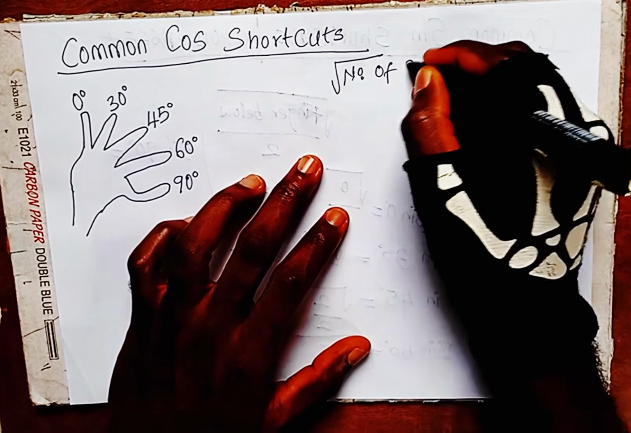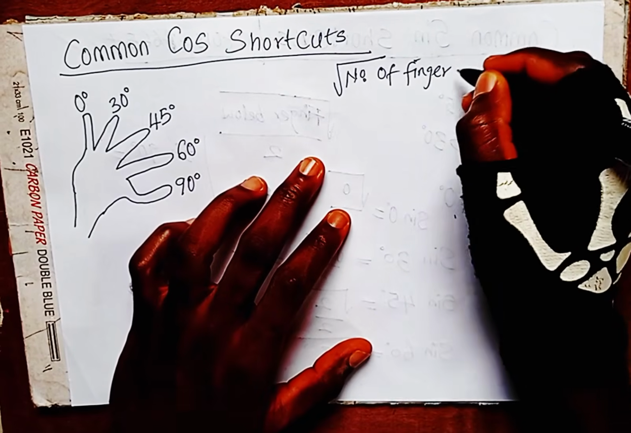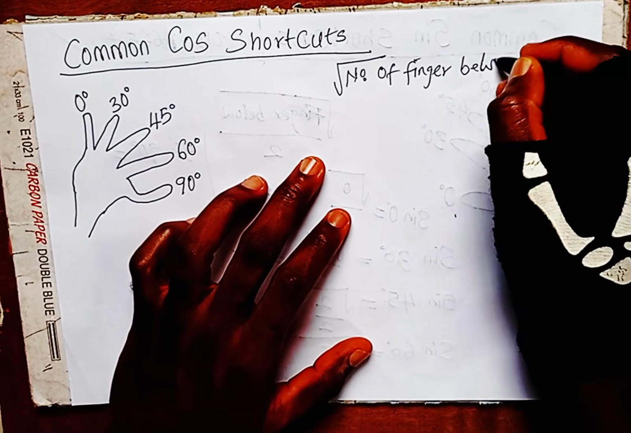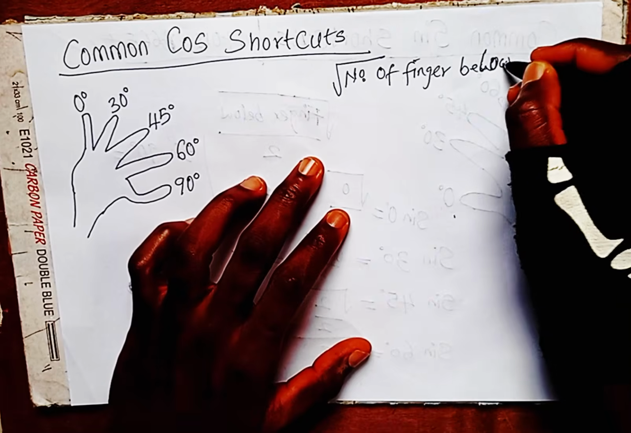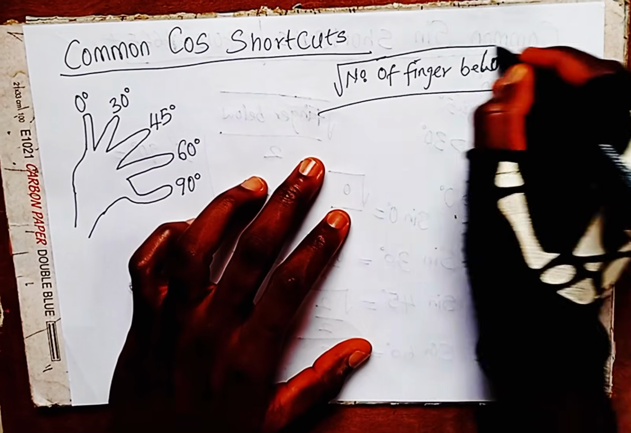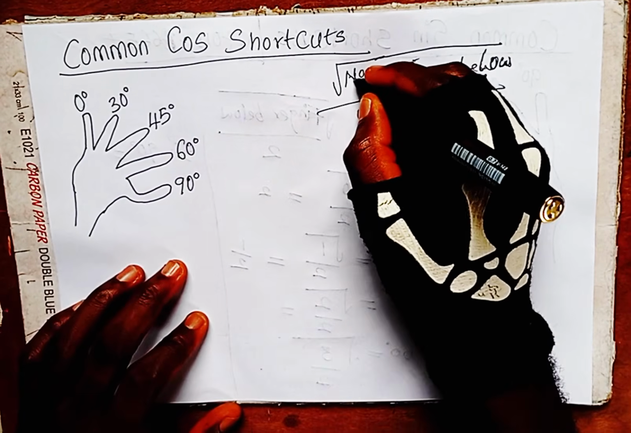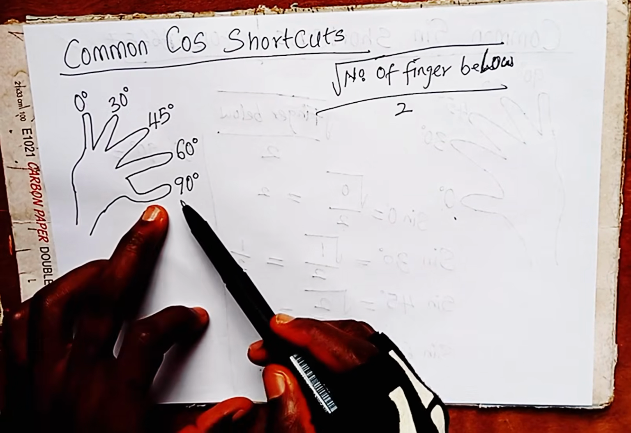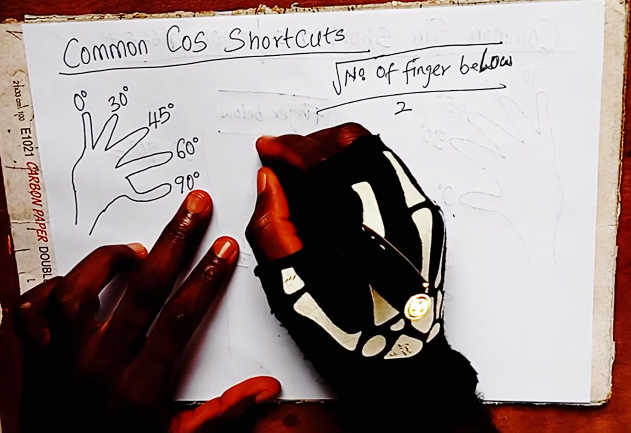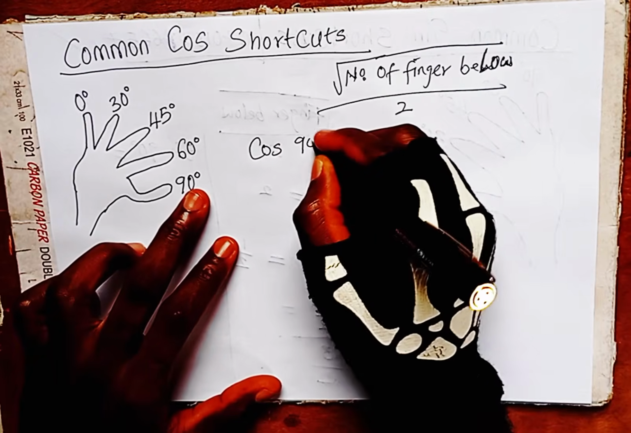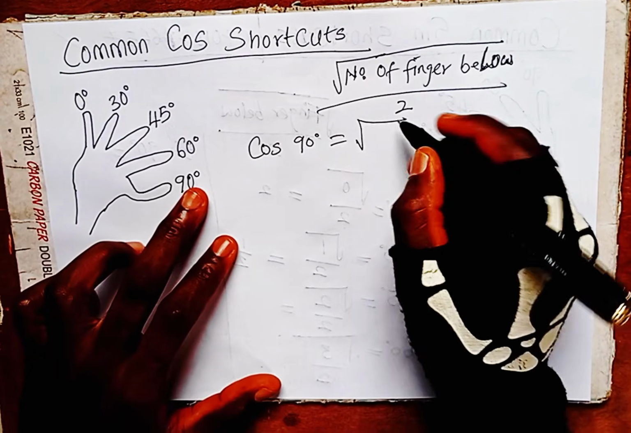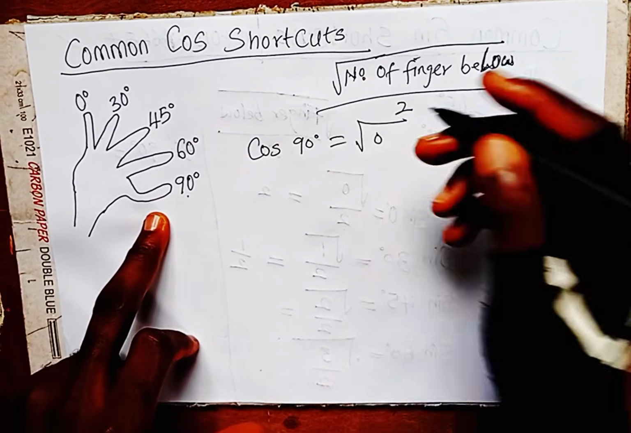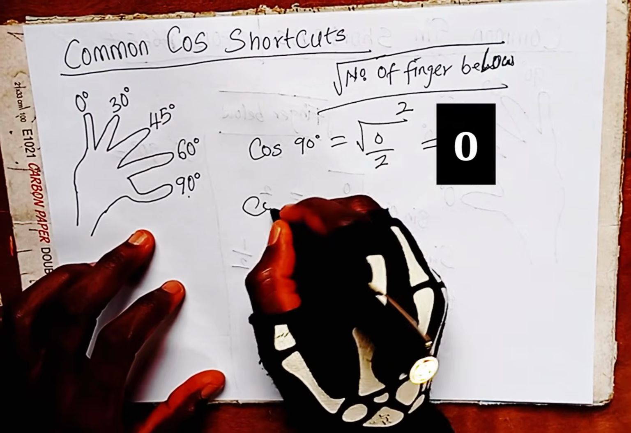Number of fingers below, square root of the number of fingers below over 2. It's still the same formula we are applying. So how do we solve? Which one do we do first? Okay, let's do 90. Cos 90 degrees is equal to the square root of how many fingers below? We have 0, so nothing over 2.